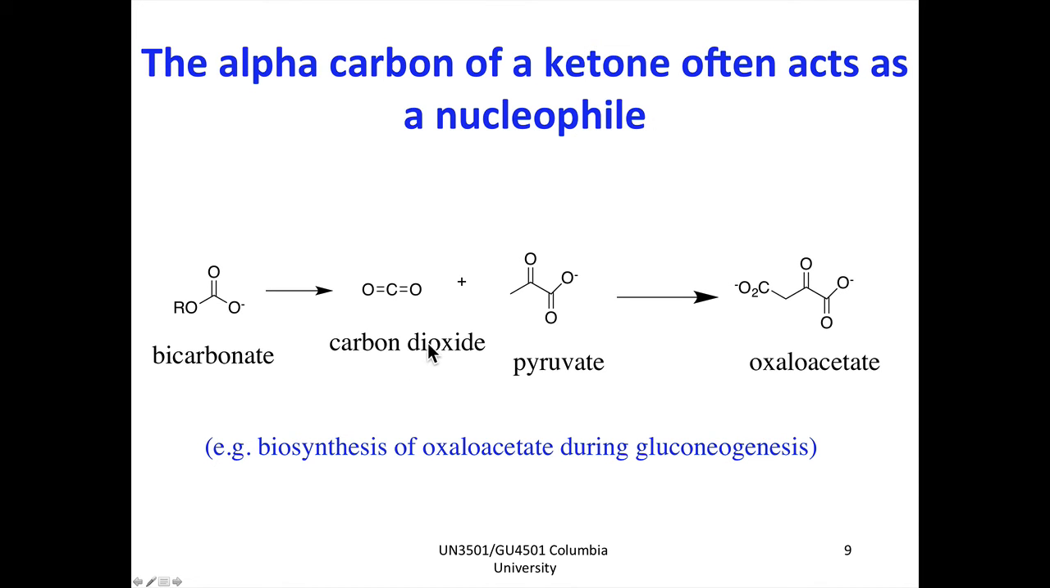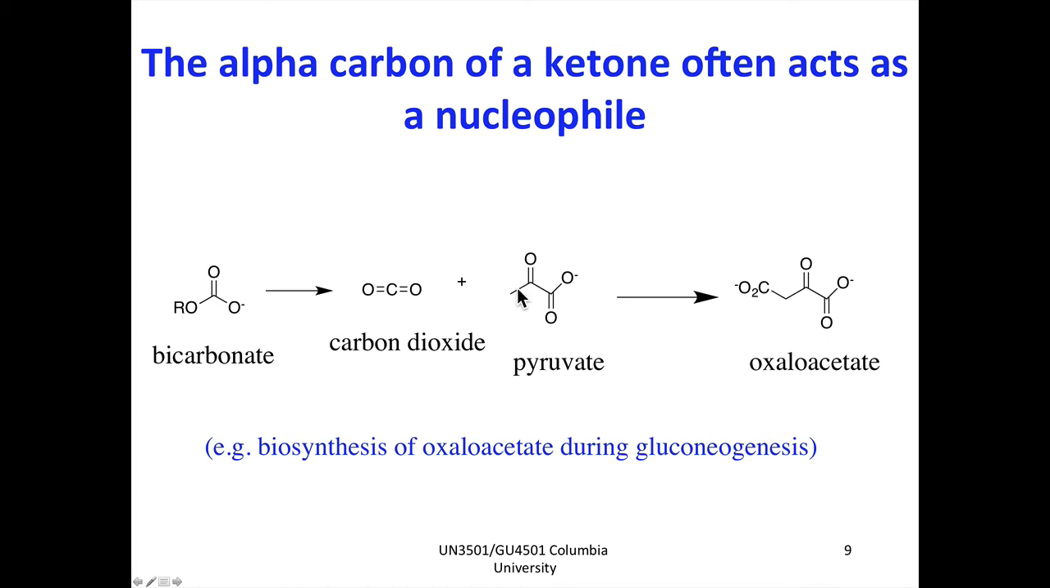So that is to say, the alpha carbon of a ketone in the enol or enolate form often acts as a nucleophile. So we'll look at a couple examples. Pyruvate, this metabolic intermediate or hub that we often see in metabolism, has a ketone. Adjacent to the ketone is an alpha carbon with its adjacent proton not shown.